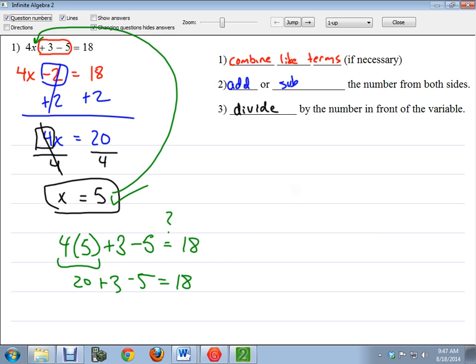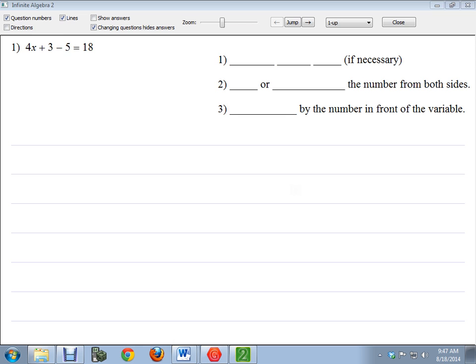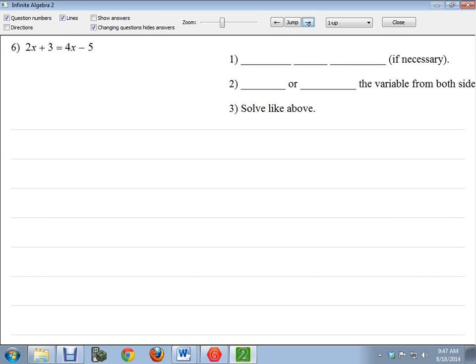Now that is a simple equation with a variable on one side, but it is very common, like in number 6, that we can have variables on both sides of the equation. 2x plus 3 equals 4x minus 5. So the first thing that we want to do is to combine the like terms if necessary. There's not always like terms. In this case, well, I have x's and numbers on the left, and I have x's and numbers on the right, but I don't have anything that can be combined on one side. Do not try to combine across an equal sign. There's like an imaginary wall in between these things. So, well, there are no like terms to combine.